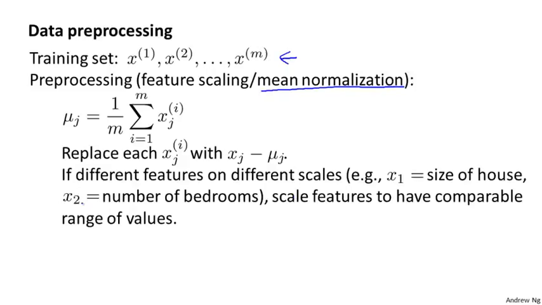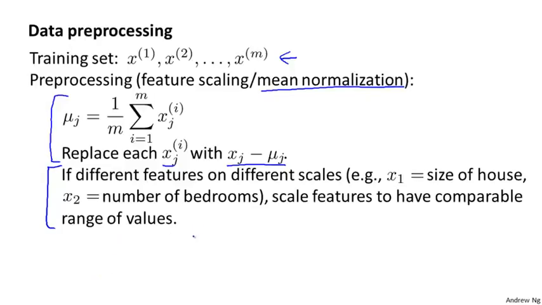So for mean normalization, we first compute the mean of each feature, and then we replace each feature x with x minus its mean. This makes each feature have exactly 0 mean. And then second, if the different features have very different scales, so for example, if x1 is the size of a house and x2 is the number of bedrooms, to use our earlier example, we then also scale each feature to have a comparable range of values.